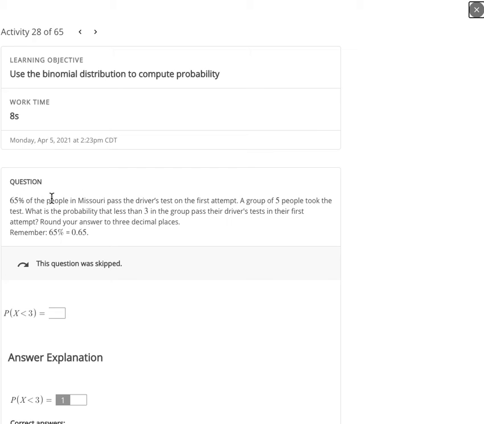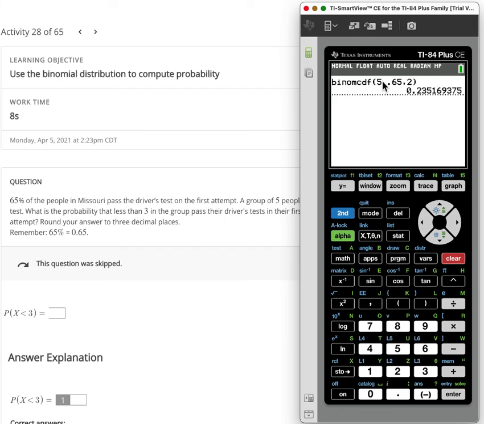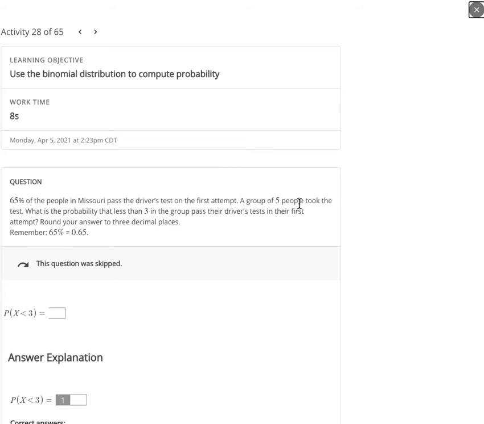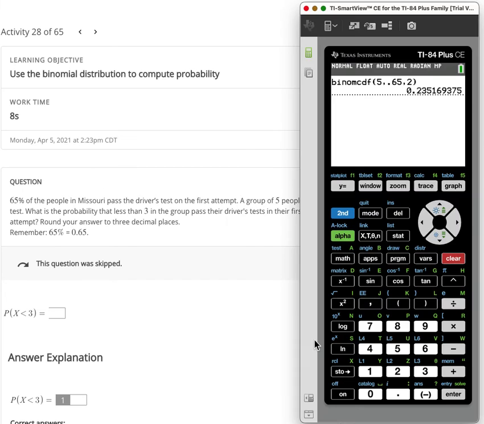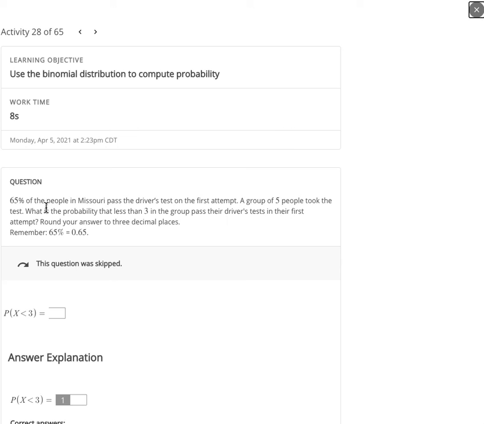Here we have 65% of the people in Missouri pass, and so that's our probability of success. P is 0.65, and so here binomcdf is the one I used, and I'll explain in a minute why I use CDF. But 0.65 is our probability of success, n, p, x. And then it says a group of 5 people, so that's where I got my n, 5. 5 people are doing the test. What is the probability that less than 3?